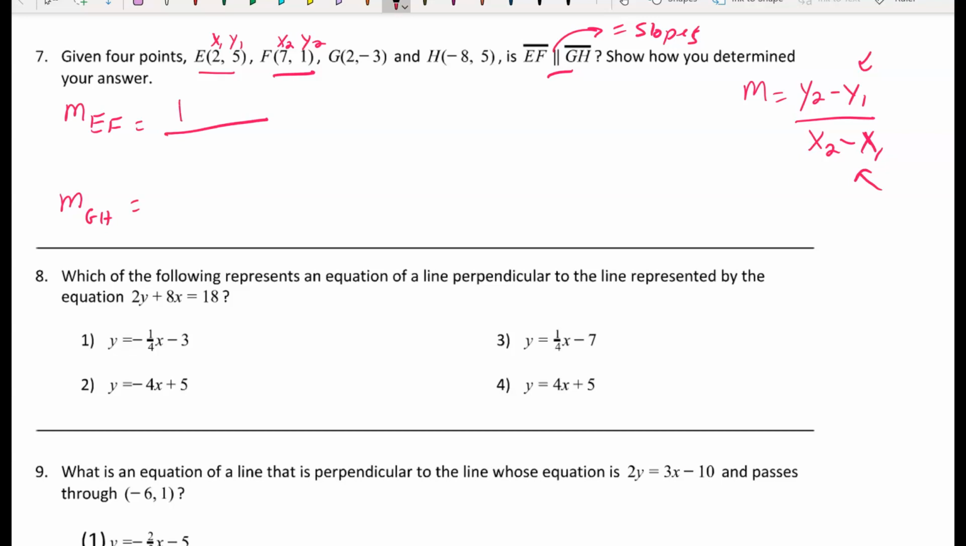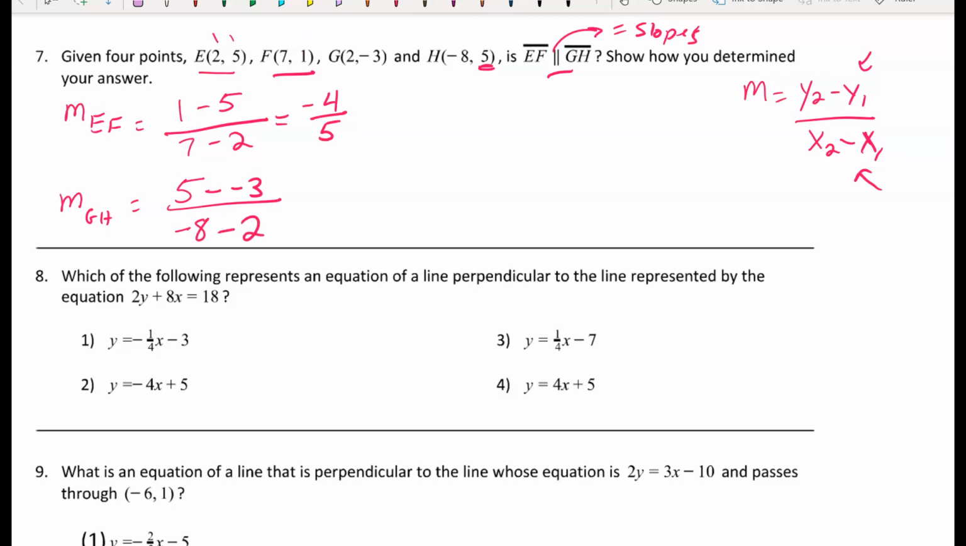So my second y value is 1, minus my first y value is 5, over my second x value is 7, minus my first x value is 2. 1 minus 5 is negative 4. 7 minus 2 is 5. I'm going to use that same logic for GH. So I'm going to take my y values and subtract them. 5 minus negative 3 over negative 8 minus 2.